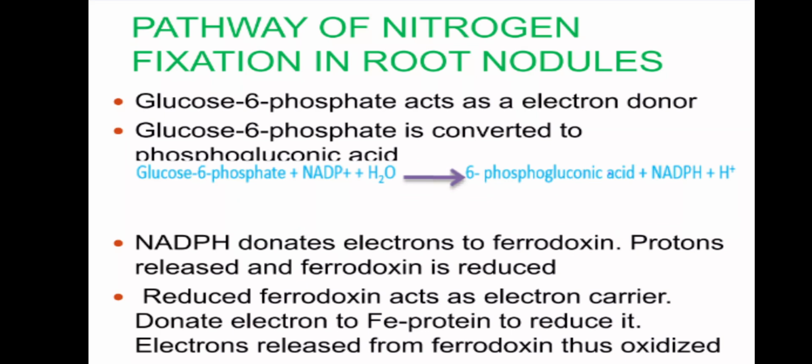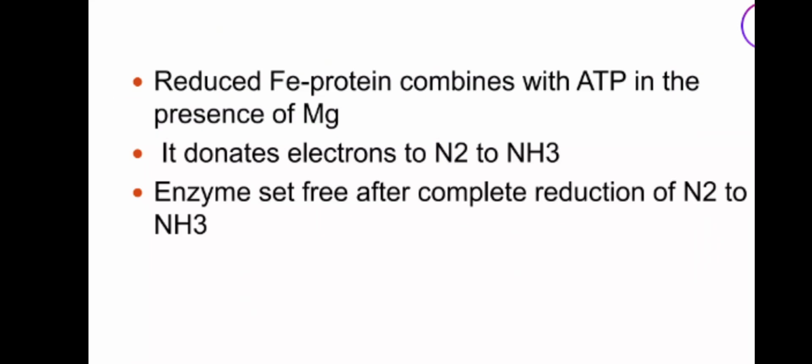Reduced ferredoxin acts as an electron carrier and donates electrons to the Fe protein to reduce it. The electrons released from ferredoxin are thus oxidized. The reduced iron protein combines with ATP in the presence of magnesium and donates electrons to nitrogen to form ammonia. The enzyme is set free after complete reduction of nitrogen to ammonia.